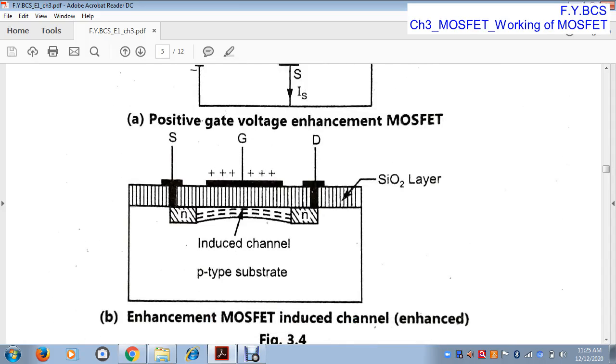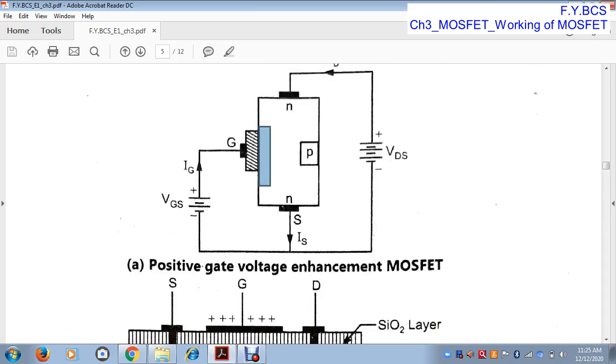That means it creates the contact between source and drain. So after creating the channel between source and drain, the current will flow from source to drain, and this current is called the drain current.